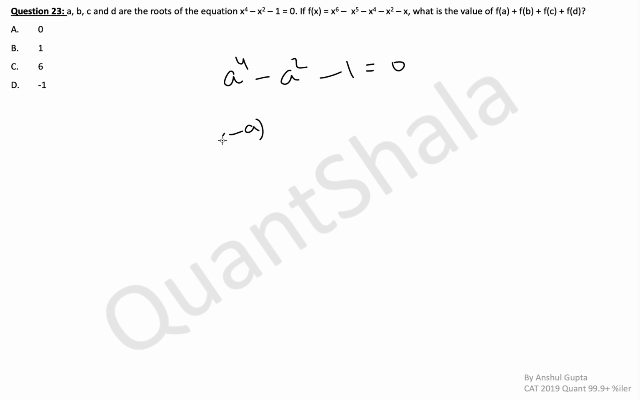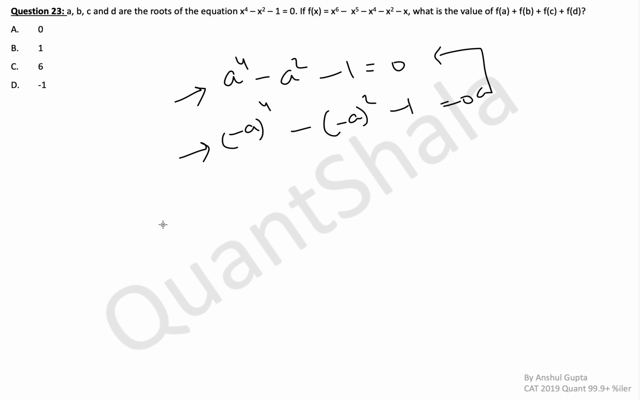Why? Because (minus a) raised to power 4 minus (minus a) squared minus 1 is equal to 0. These two equations are the same. So when a is plugged into this equation, it gives 0. When minus a is plugged into this equation, it gives 0.